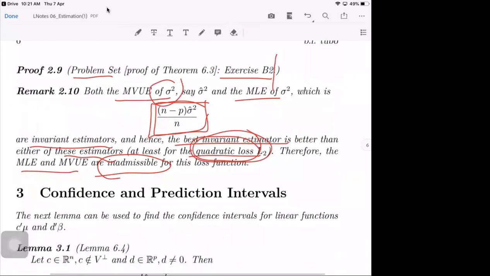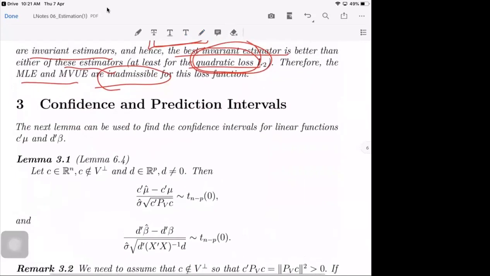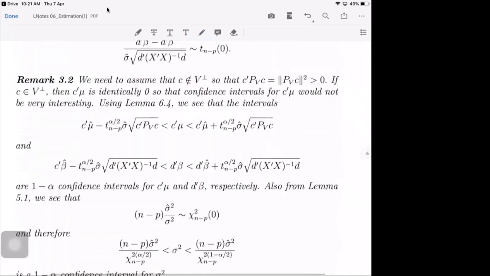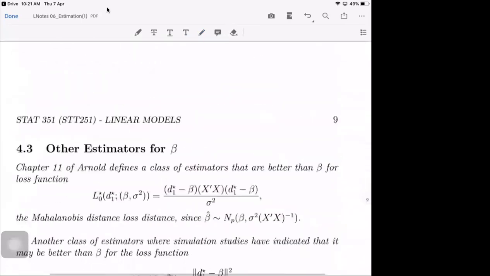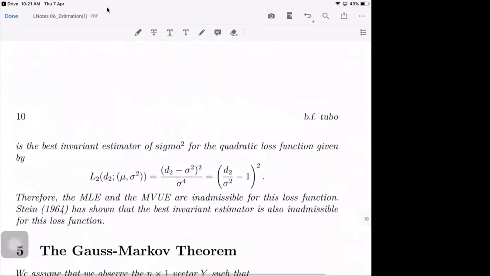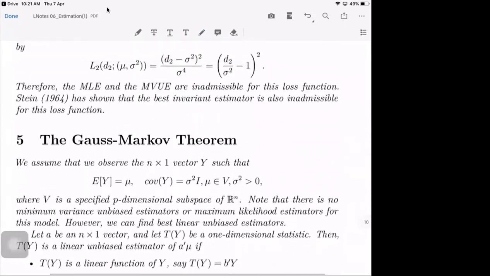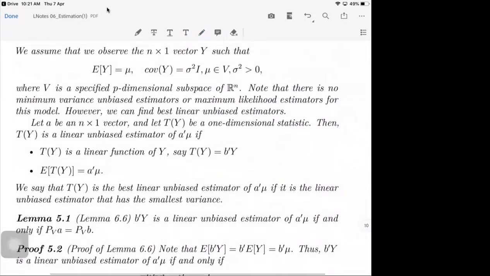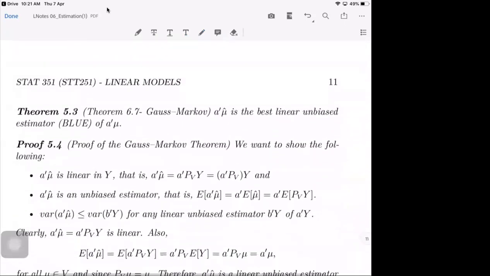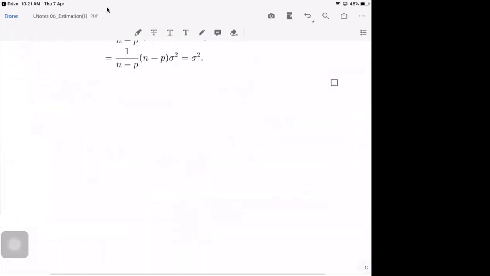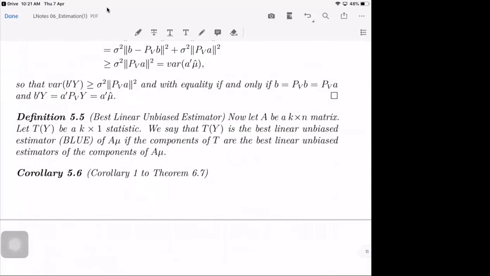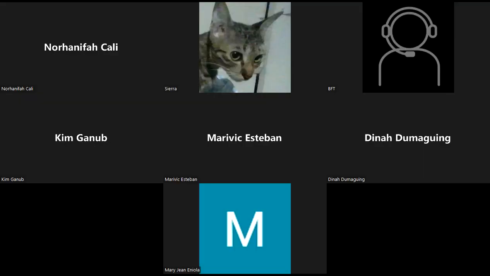So I will stop there because the next will be confidence and prediction interval. So this is related to confidence interval. So we will discuss that next meeting. We still have the Gauss-Markov theorem. And after discussing the Gauss-Markov theorem, then that will be the end of chapter 6. Do you have questions?